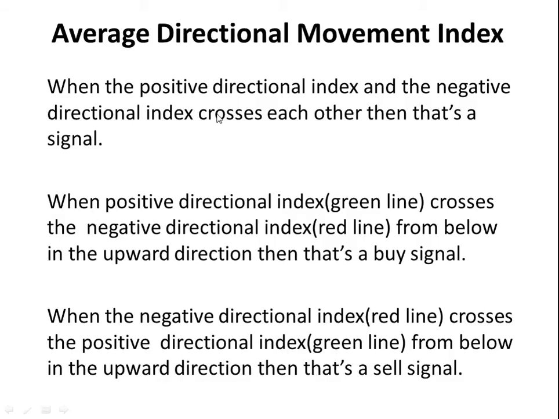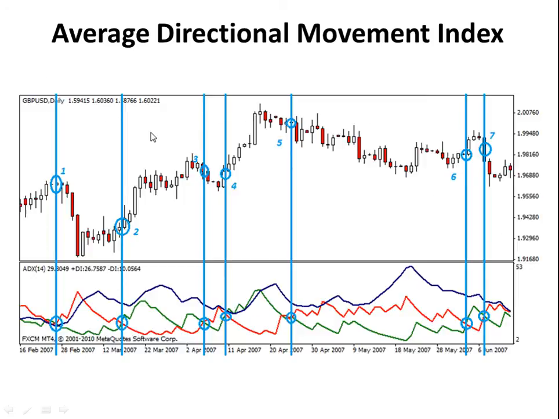So how to get the signals from this indicator? Whenever the positive directional index and the negative directional index cross each other, then that's a signal. That means whenever this green line and the red line cross each other, they are the buy or sell signals.